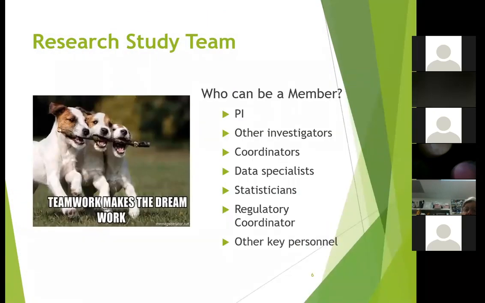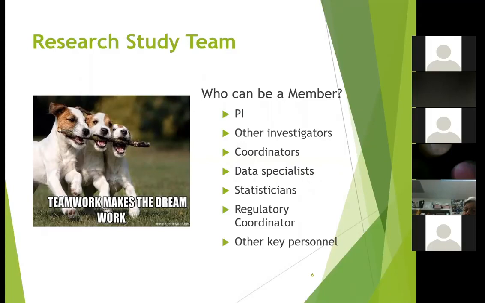So who can be a member of the study team? We all want to have a team that performs like the puppies in this picture. Even though we're individuals, we want to perform as one team. That way we will ensure we will be the most successful. So the study team may consist of all or some of the following, depending on your study.